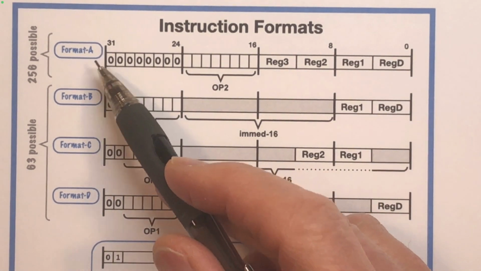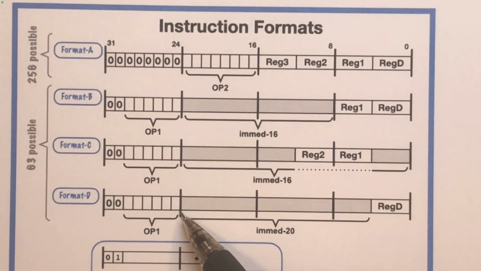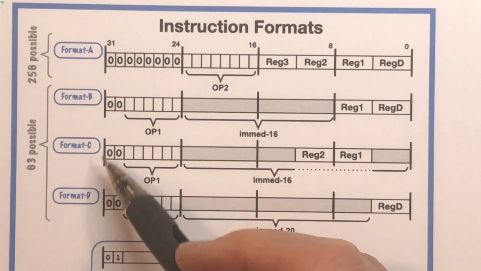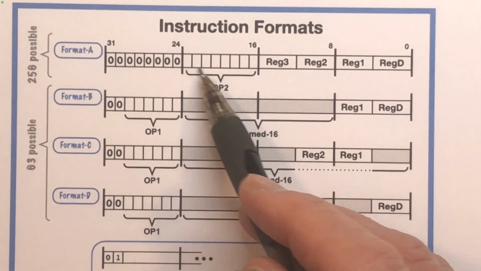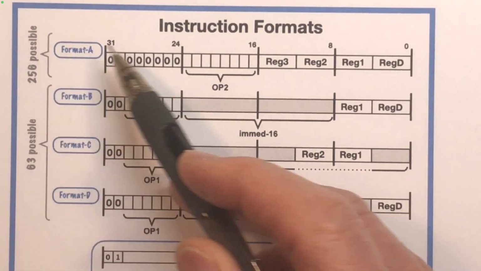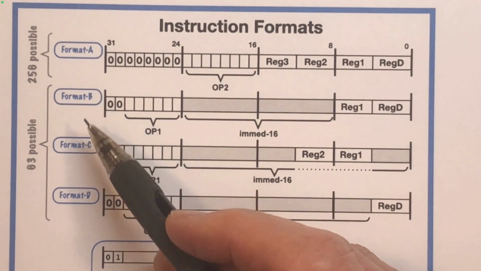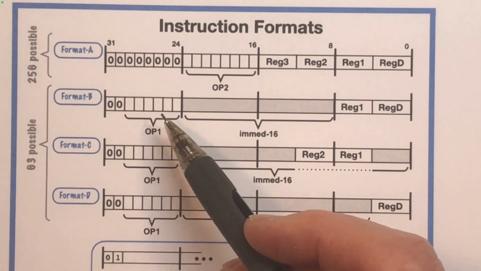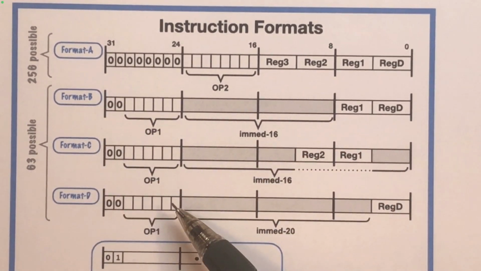There are 4 different formats of instruction encoding in the full-sized encoding scheme: format A, B, C, and D. In format A, the first byte is all zeros, and the opcode is in the second byte. So with 8 bits here, we have up to 256 different format A instructions. With format B, C, and D, the first byte will be non-zero, and that gives us up to 63 possible instructions in the format B, C, and D category.